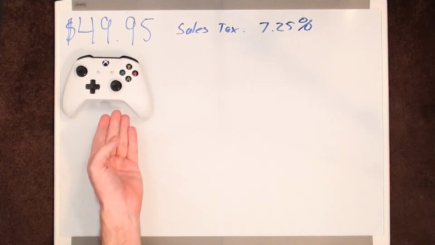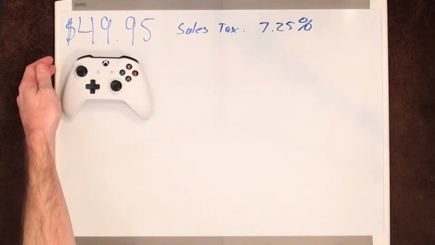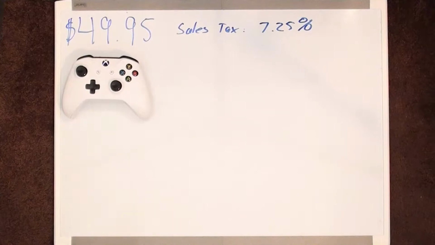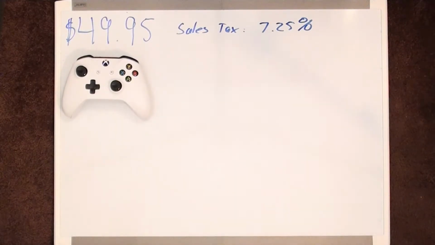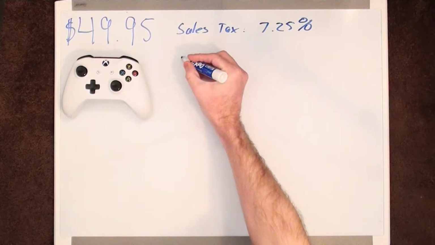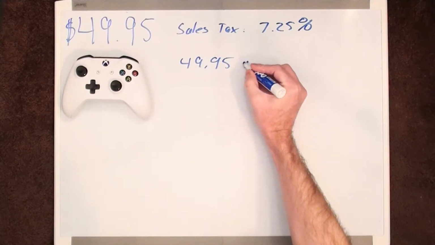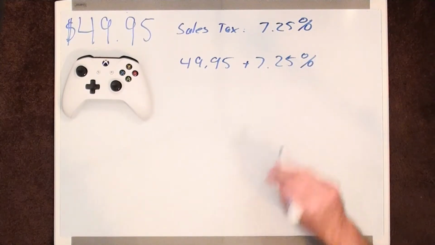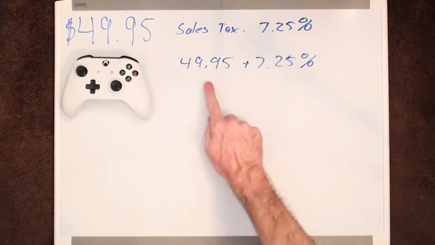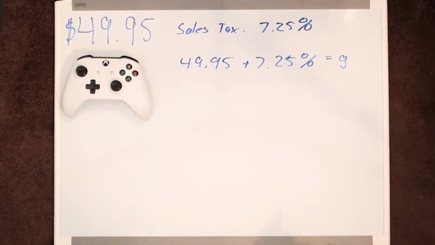So off to the left we have a nice shiny new Xbox controller. It retails for $49.95. And in my area we have a 7.25% sales tax. So let's rough this out. We have 49.95 plus 7.25%. Now this is actually a portion of this price, and this will give us our grand total, which is denoted by G.